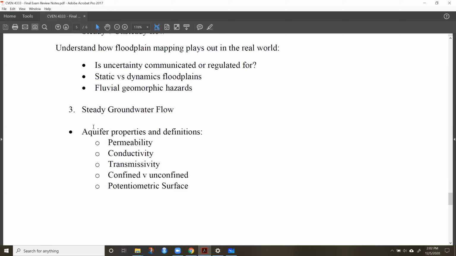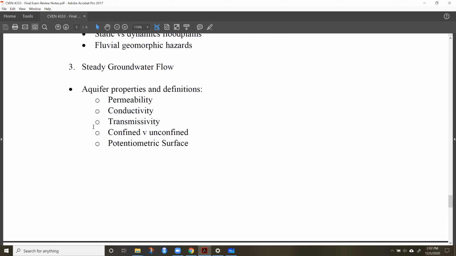And then groundwater. So we did 3 lectures on groundwater. The first one covered a lot of these concepts related to permeability, conductivity. This was the important one, which is the property of the aquifer and the fluid. Know the difference between a confined and unconfined aquifer, as well as the potentiometric surface. What is that? How does that differ between a confined and an unconfined aquifer?